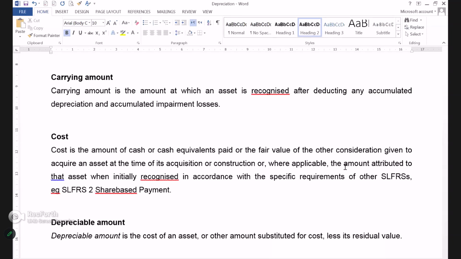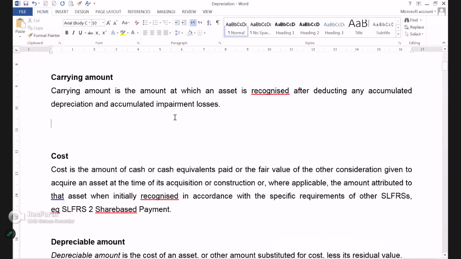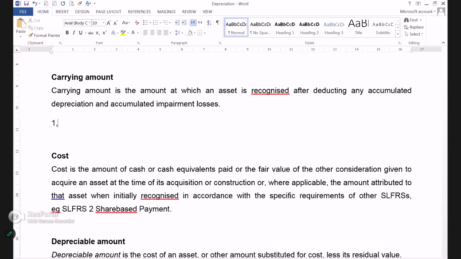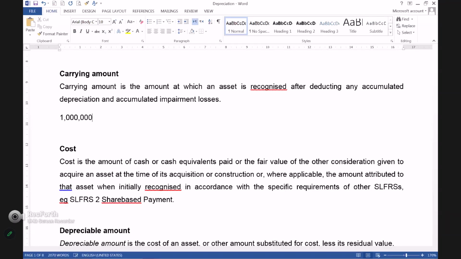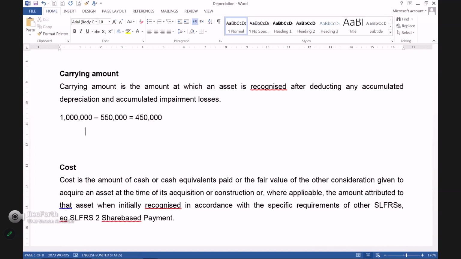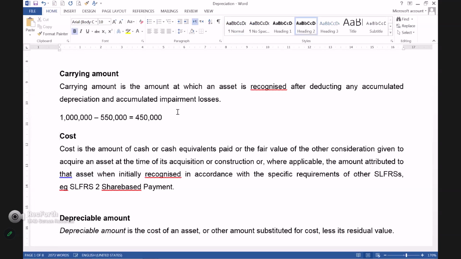Carrying amount means cost, how much you paid to purchase. For example, you purchase 1 million of machinery. The accumulated depreciation is 550,000. So the carrying amount is 450,000. This is the calculation of the carrying amount: the cost minus accumulated depreciation.